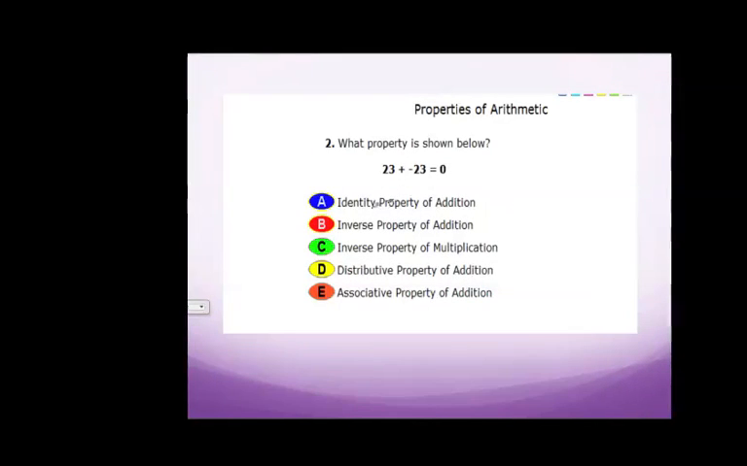Which property is shown below? We have an inverse here, a positive and a negative, and this is an addition. So this is the inverse property of addition.